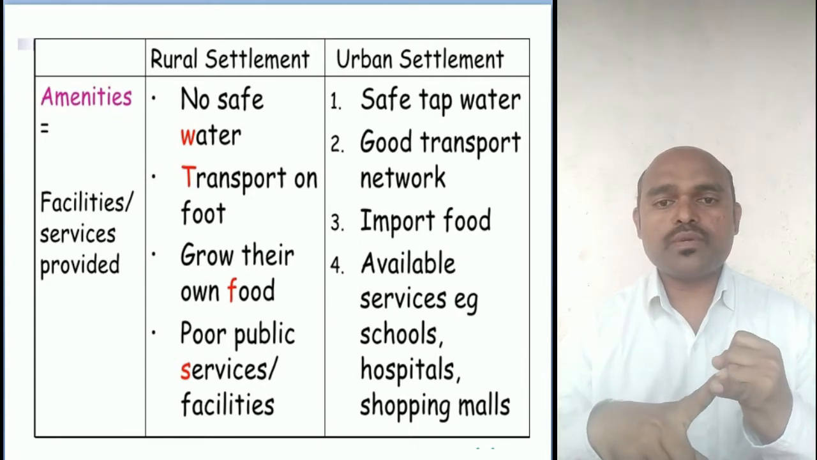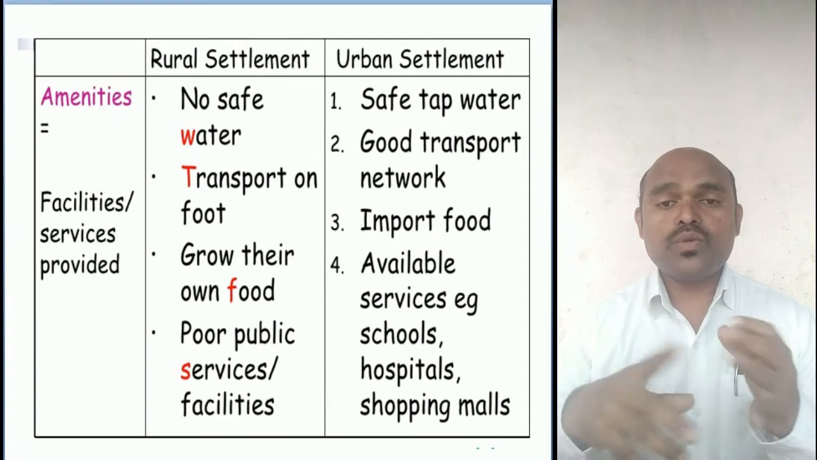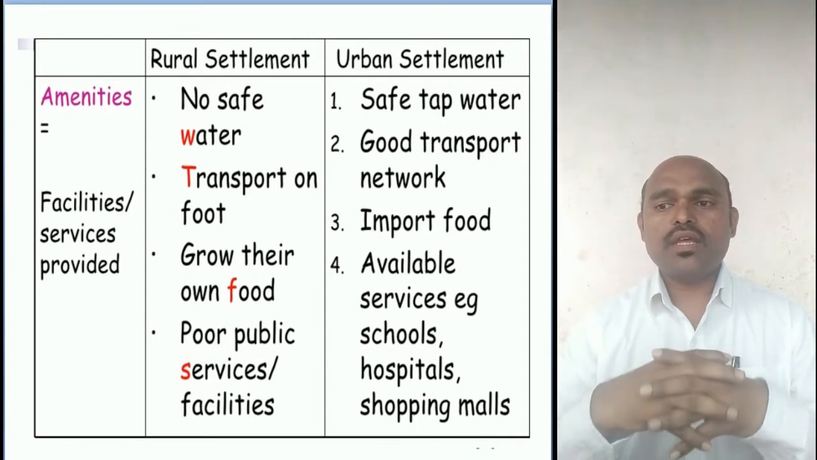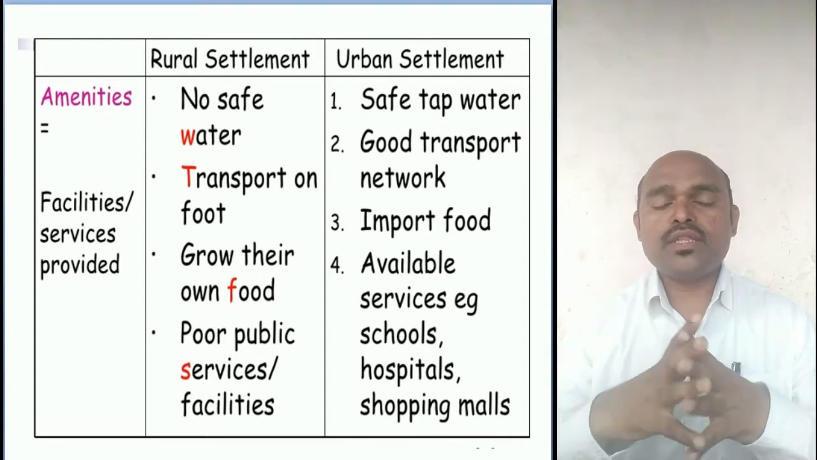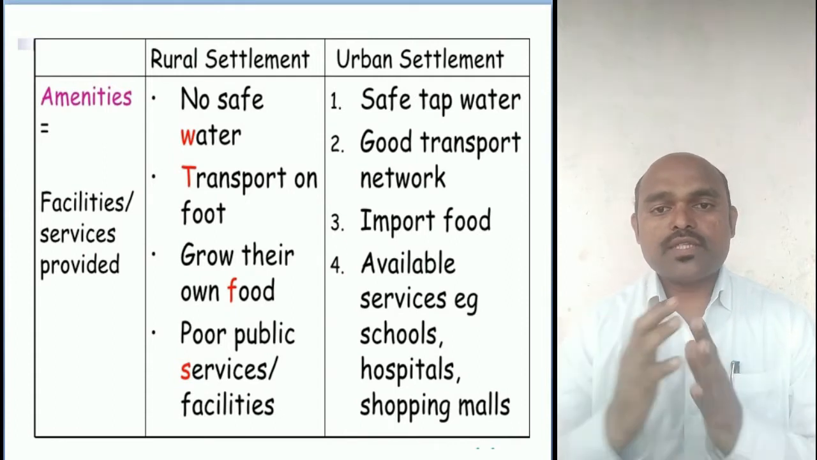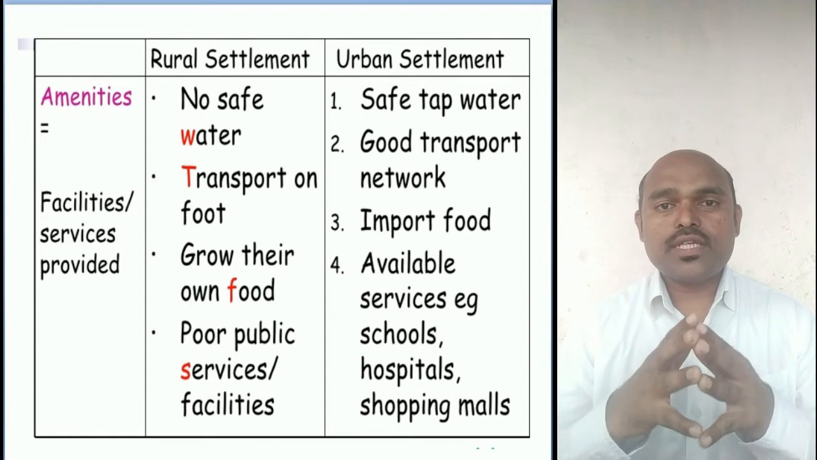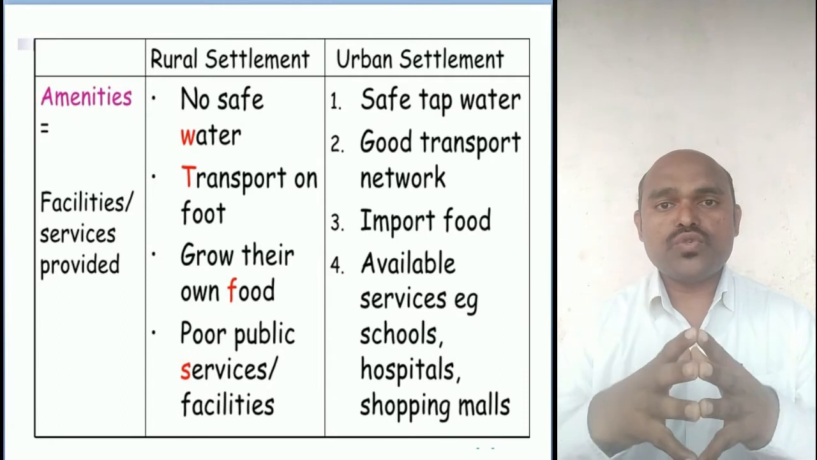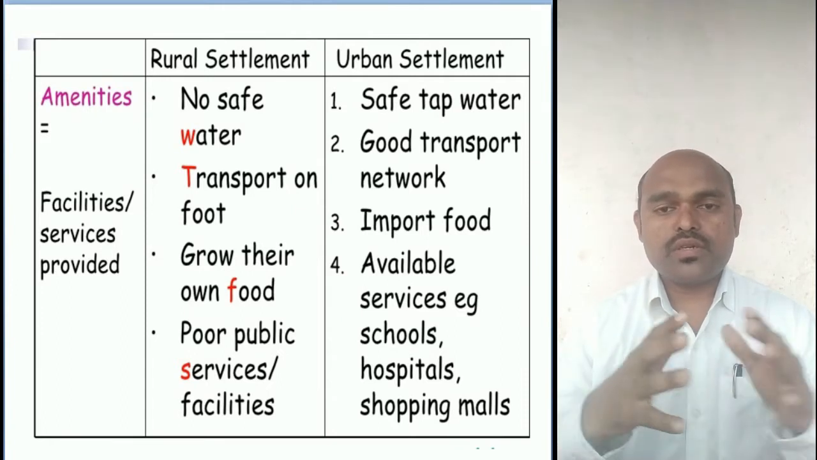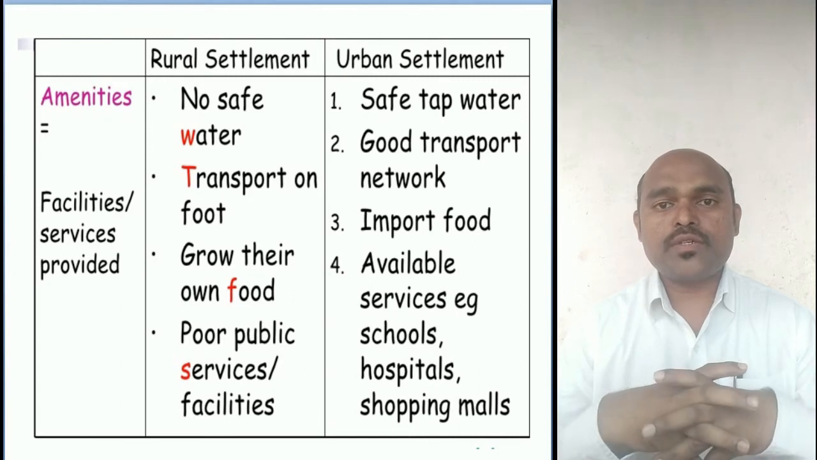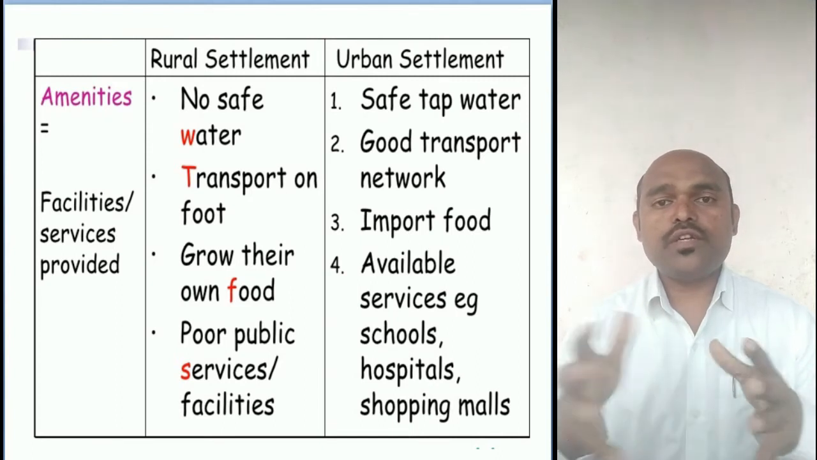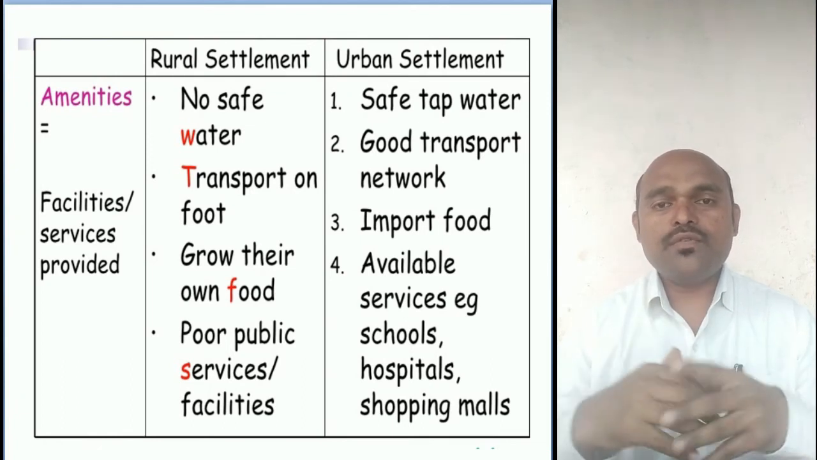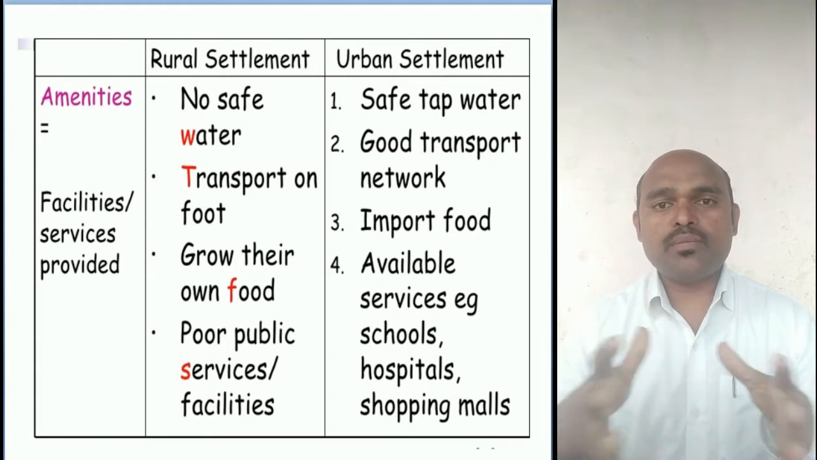For example, we find a number of schools in the urban settlements. We find a number of hospitals in the urban settlements, and also different types of shopping malls in the urban settlements, but these facilities we do not find in the rural settlements. Also we find different types of institutions in the urban settlements, but we do not find this in the rural settlement. Universities also we find in urban settlements, which we do not find in the rural settlement. So these are the differences between the rural settlement and the urban settlement.